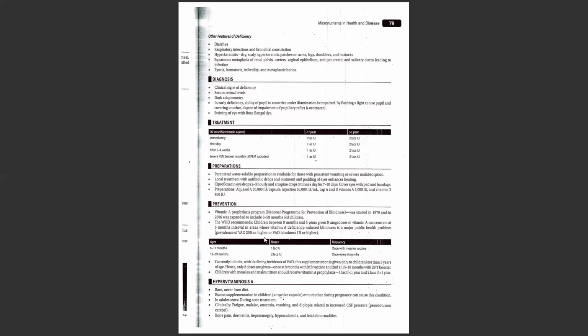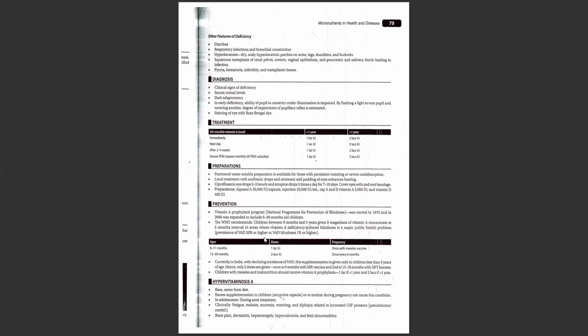Hypervitaminosis A is a rare form of the disease, and it never happens from the diet. It is due to excess supplementation in children, such as attractive capsules, or to the mother during pregnancy, which can cause this condition. In adolescents, during acne treatment, we usually use retinol. Because of that, there will be hypervitaminosis A.